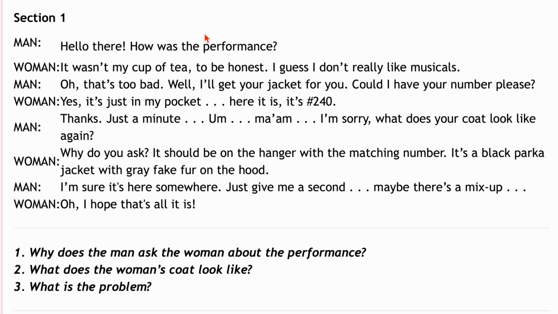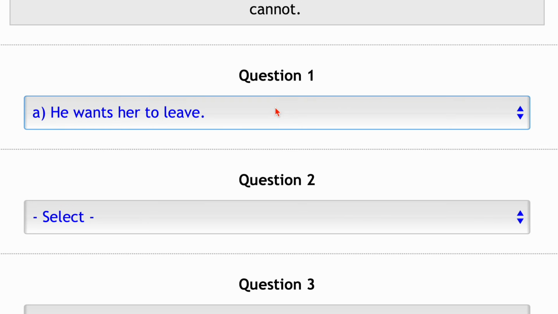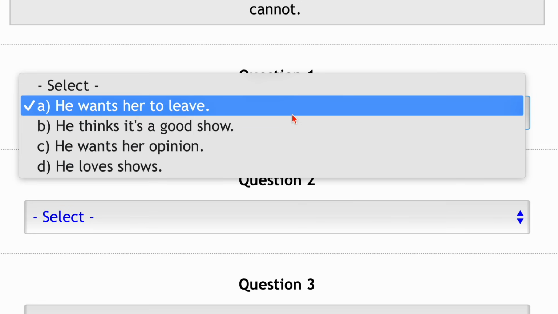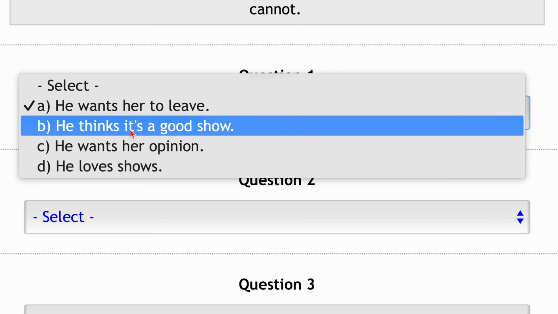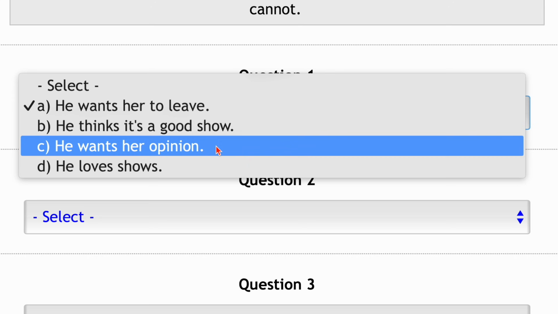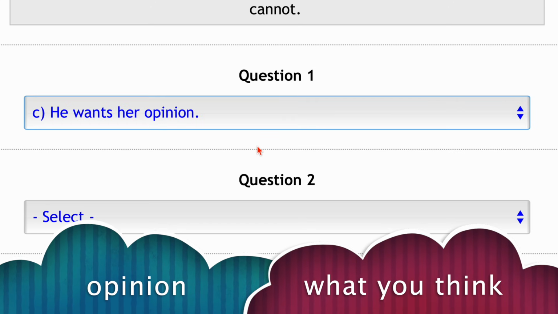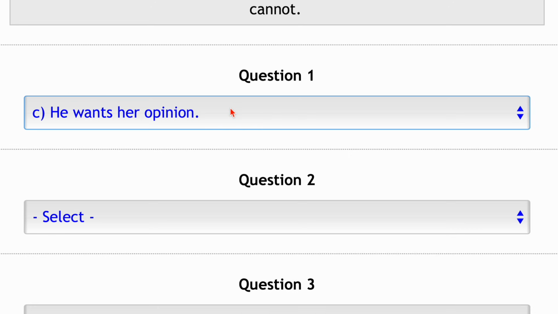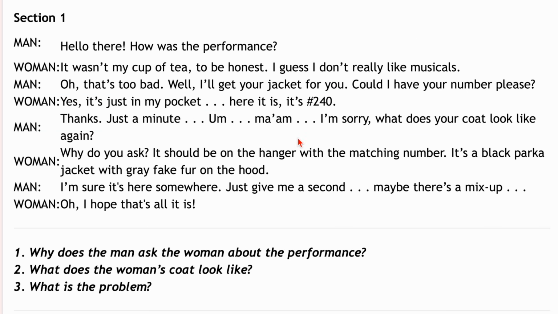So looks like maybe he just wants to know what she thinks of the show. He thinks it's a good show. He didn't say he thinks it's a good show. Maybe he loves shows, but he didn't say. So he wants to know her opinion. What she thinks, okay? All right. Opinion means what do you think? Okay. Number 2, what does the woman's coat look like?